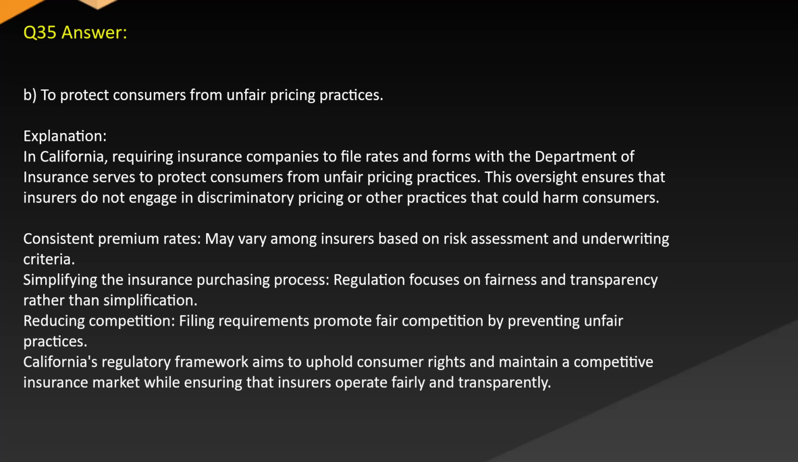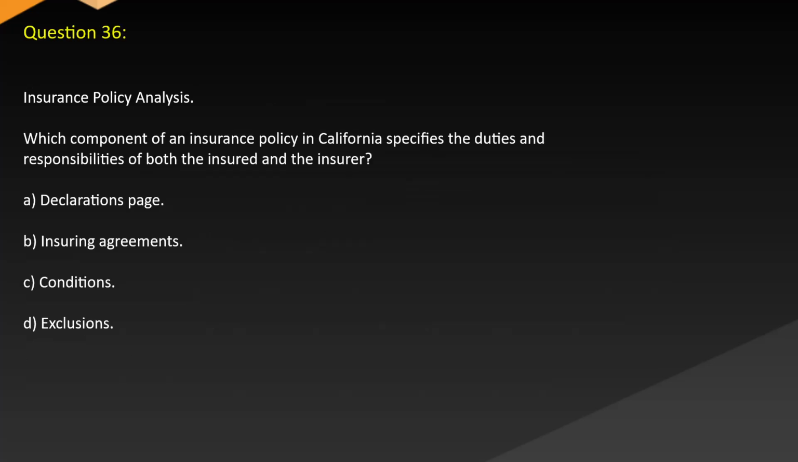Simplifying the insurance purchasing process. Regulation focuses on fairness and transparency rather than simplification. Reducing competition. Filing requirements promote fair competition by preventing unfair practices. California's regulatory framework aims to uphold consumer rights and maintain a competitive insurance market while ensuring that insurers operate fairly and transparently.